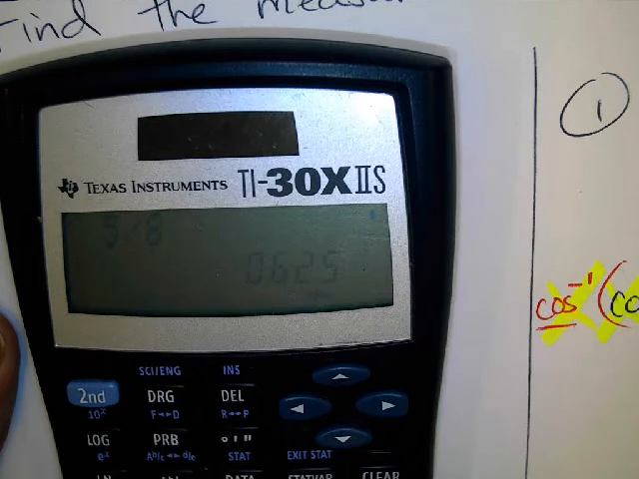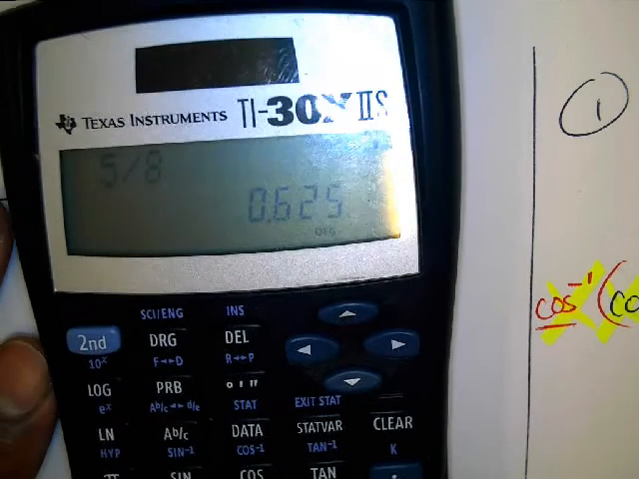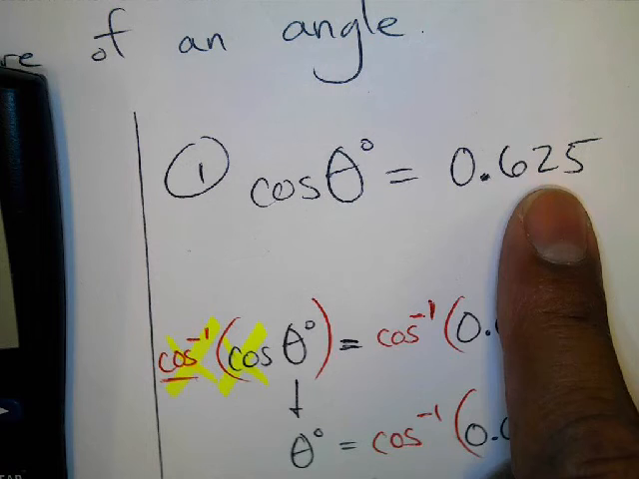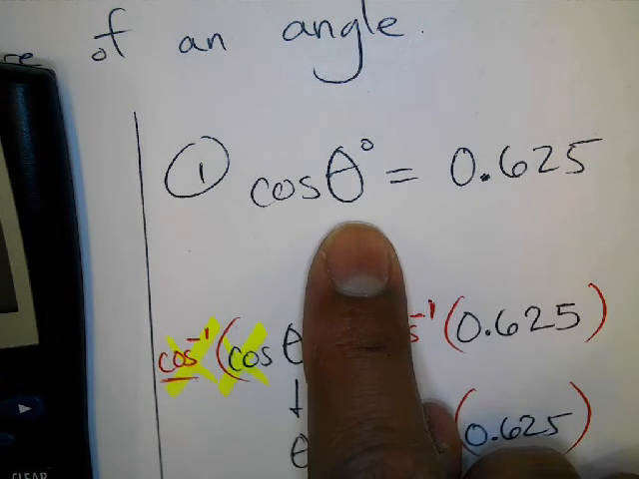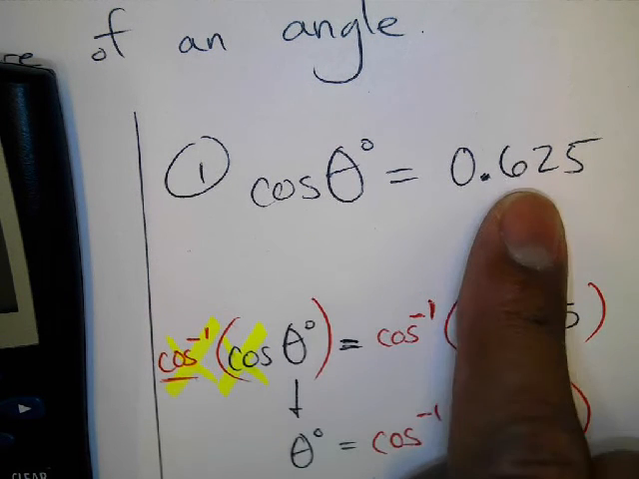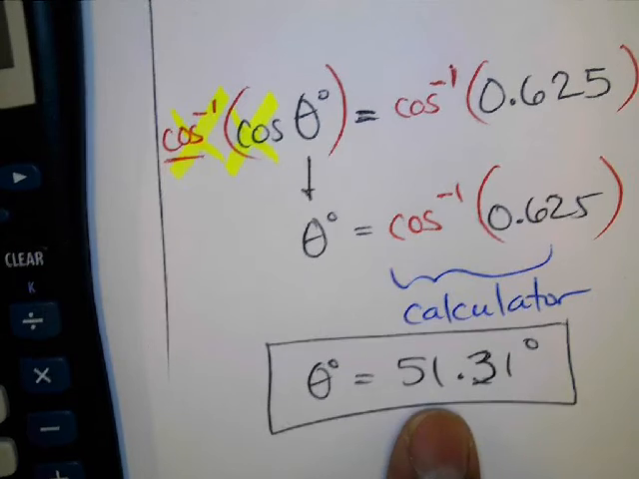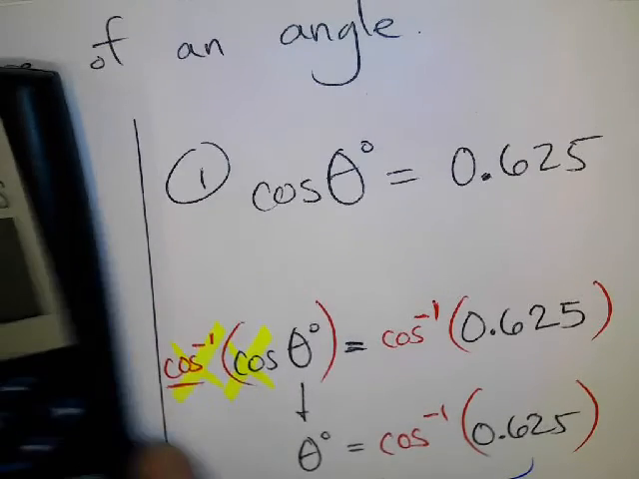Remember, 5 eighths, 5 divided by 8 is 0.625. So I did it first with just the decimal like this, and we wanted to find what the angle is. What angle of cosine gives me 0.625? We said it was 51.31.